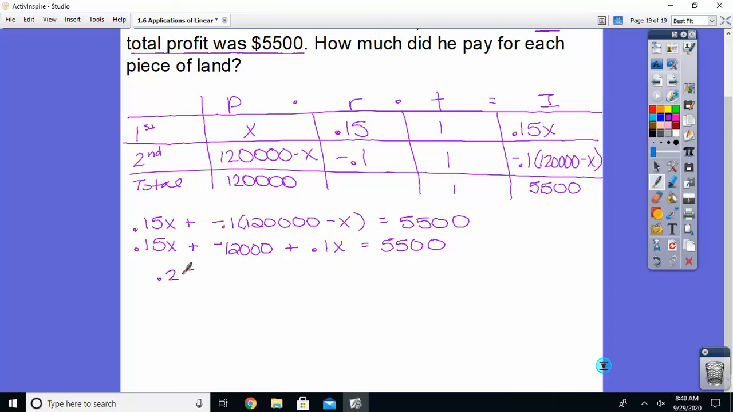Add like terms. Add over my 12,000. And you should get, divide by 0.25. Get 70,000, right? Yeah.